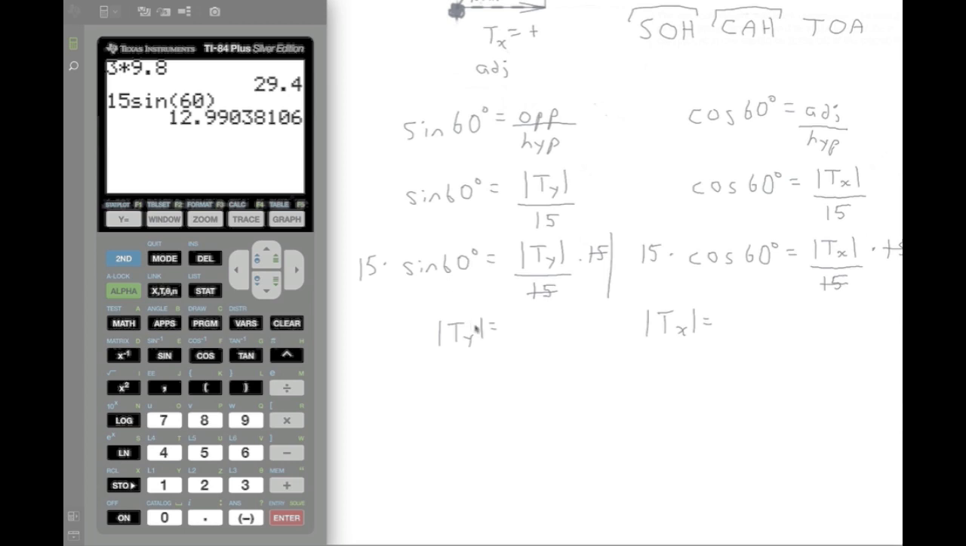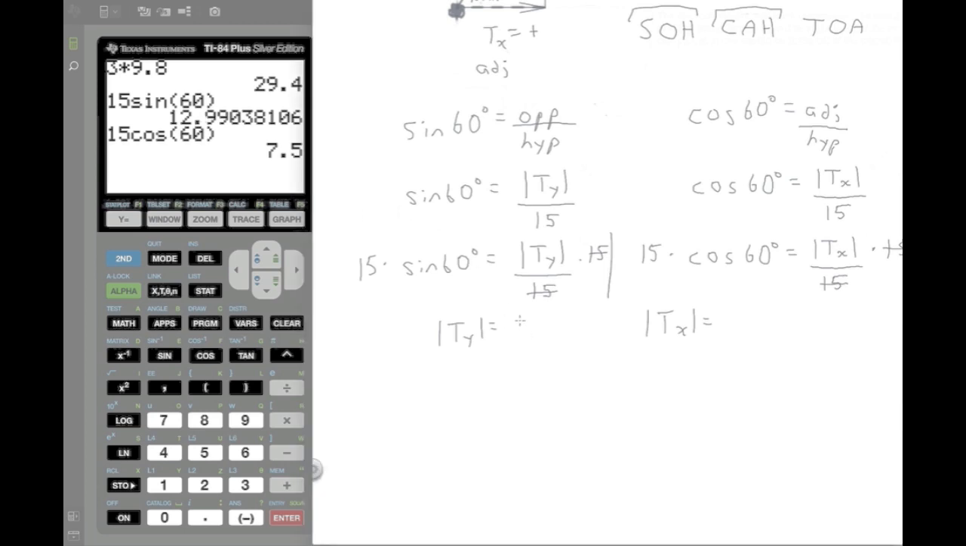So I'll round that off. Well, the other one would be 15 cosine 60 degrees. All right, so I'll round this off, I guess, to 13. Now that we've solved to a single number, I'll put the units in. Remember that tension is a force, and the SI units for force are newtons. And Tx will be 7.5 newtons.